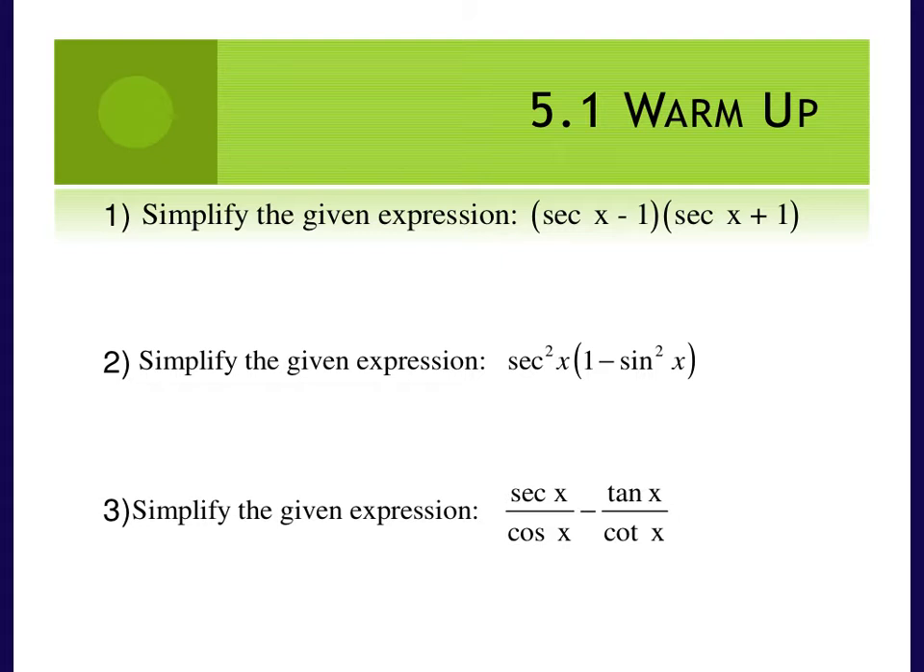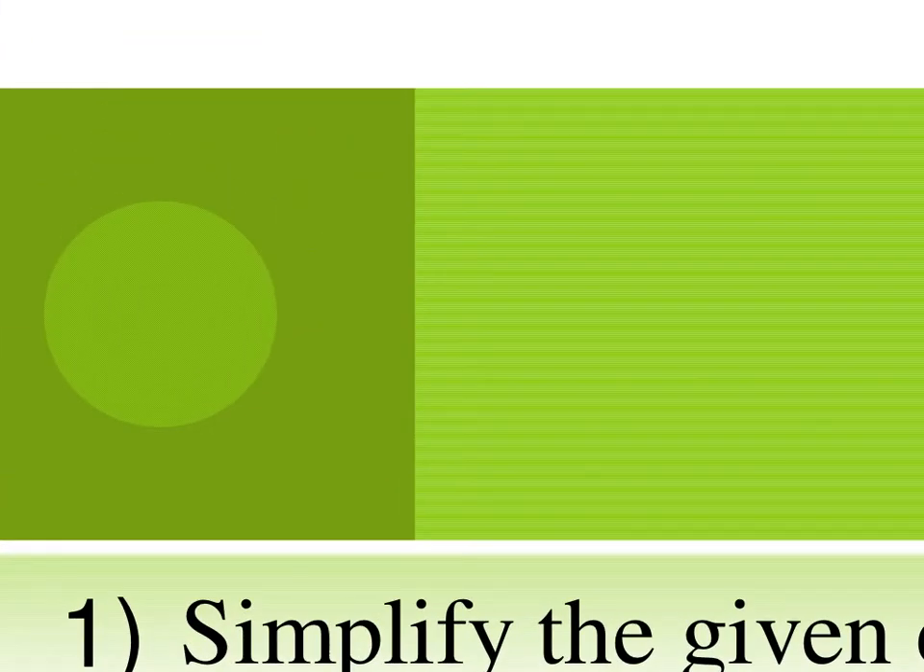Okay, so number 1 says secant of x minus 1 and secant of x plus 1. Well, first of all, let me just say, I would probably write out your Pythagorean identities because those are the ones we don't know off the top of our head that we definitely need to know.